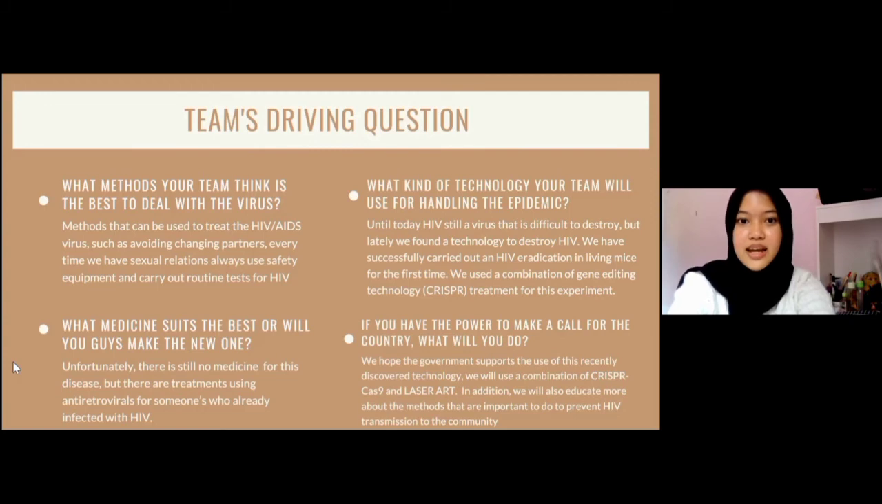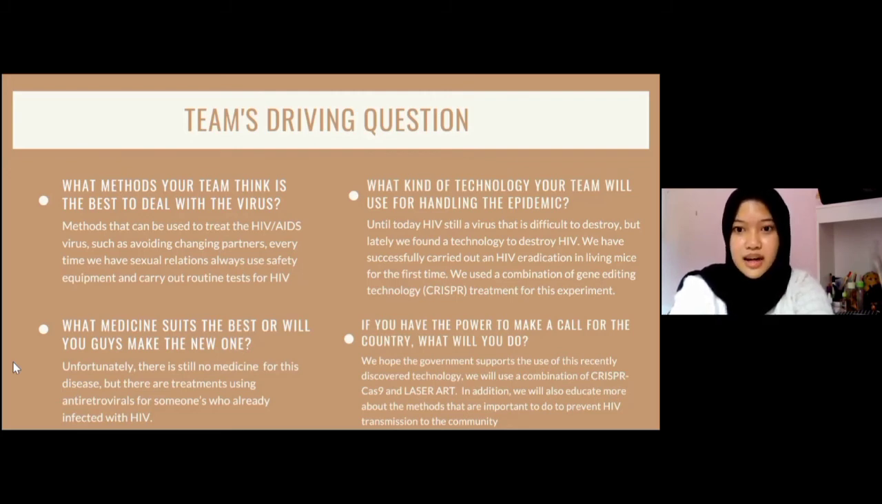CRISPR-Cas9 is a gene editing technology that has been modified with certain technologies to help researchers treat and even completely cure genetic disease. This technology can be used to alter human DNA, such as deleting and altering certain genetic material.